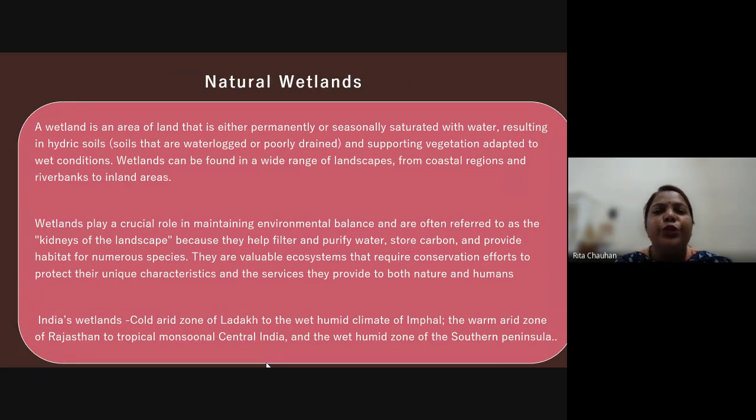Then we have natural wetlands. Wetlands, I have already told you, are the areas where we have seasonal or permanent water. Because of the presence of water, vegetation develops, and so they have an ecosystem. So a wetland ecosystem develops. Why are these natural wetland ecosystems important? Because wetlands are the kidneys of the landscape. They act as a filter and purify the water before it goes to the ocean.